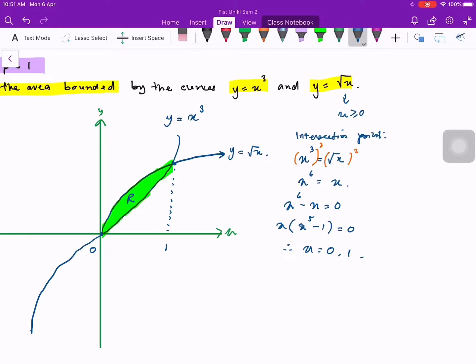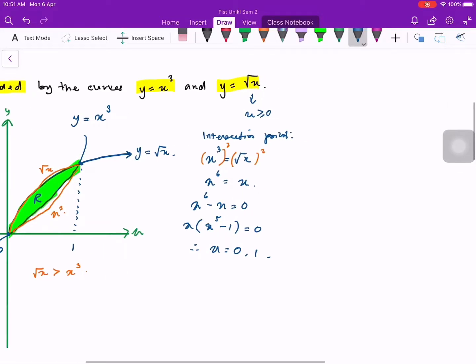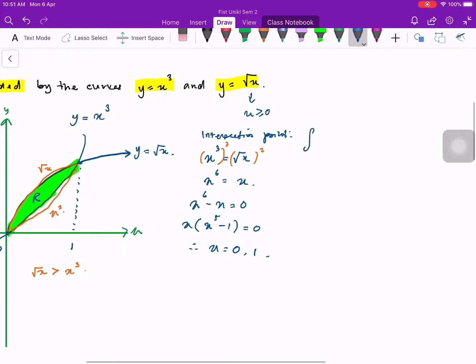So in this case, we can see that this curve, which is at the top, is the function of square root x. The one at the bottom here is the function x cube. So that means we can say that square root x is greater than x cube. Therefore, in order to find the shaded region, we're going to do the integration from the limit 0 to 1. Since square root x is greater than x cube, we can say that square root x minus x cube dx.